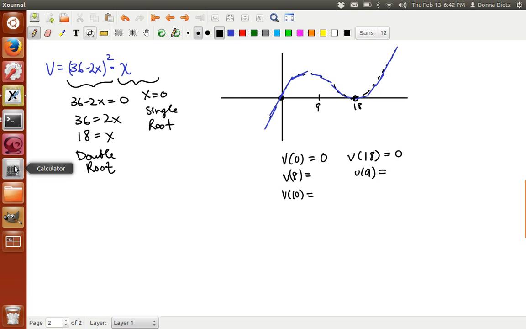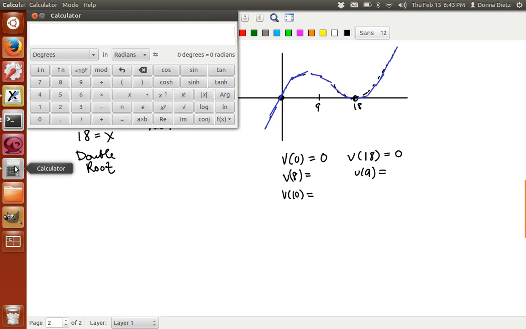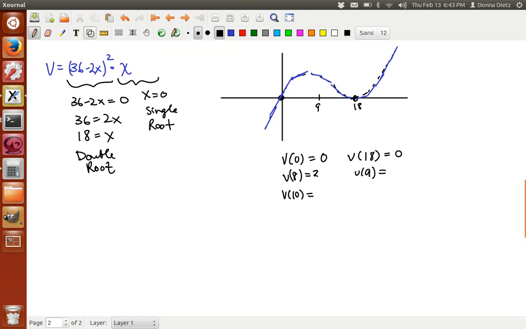So we pull out the calculator and just figure it out, right? So I'm going to say 36 minus, let's try 8 times 2. And then I'm going to square that. And then I'm going to times that by 8, because that's what we're looking for. So this is 3,200. I'm going to do the same thing for 9, and I'm going to get 2916. I'm going to do the same thing for 10 and get 2560.